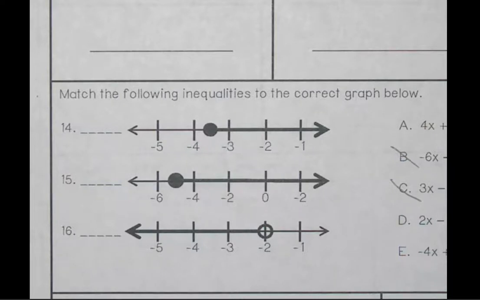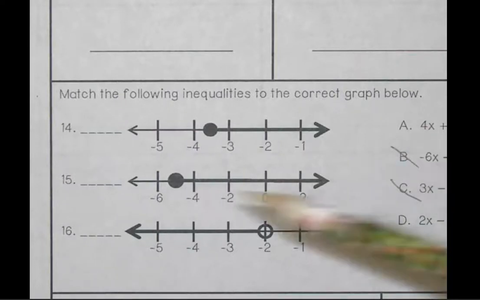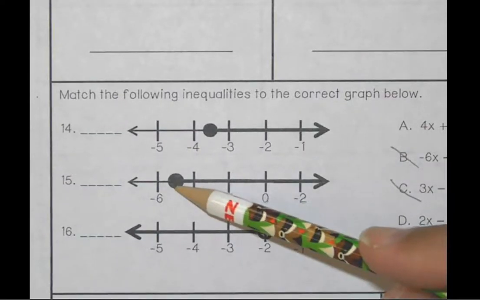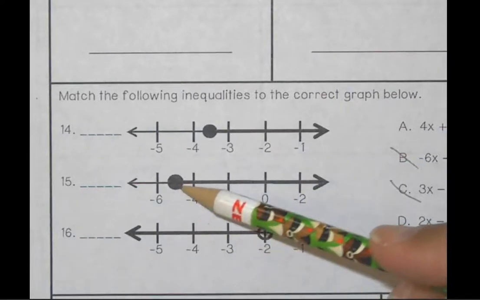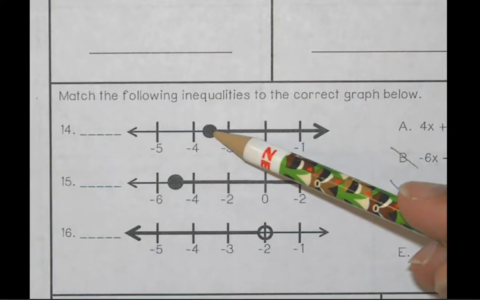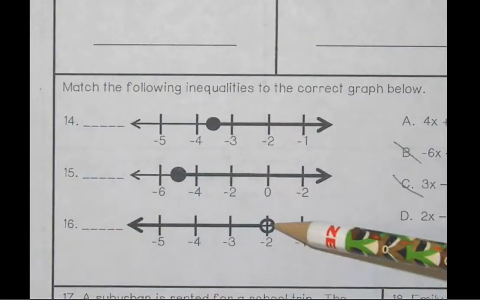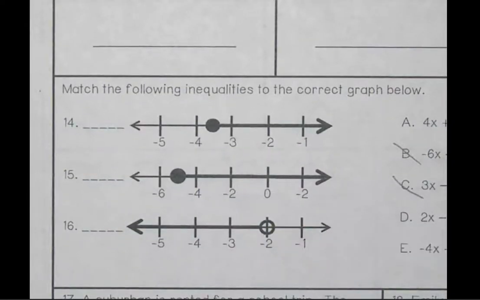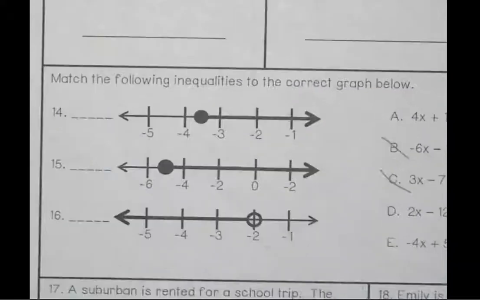But the main idea is you're going to solve the equation. Once you solve the equation, if you end up with a -5, then this is going to be your graph. If you end up with a -3.5, that's going to be your graph. If you end up with a -2, this is going to be your graph. But also check, use your test values, make sure that it works, whether you need a closed circle or an open circle.